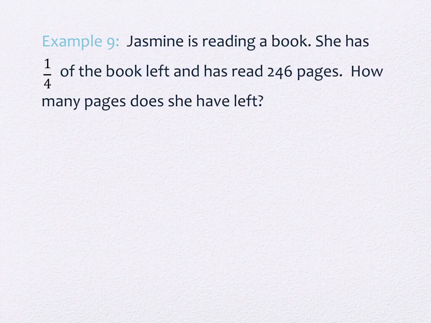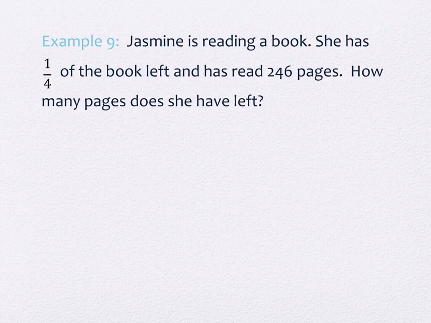All right, number 9. On number 9, we have Jasmine, and she's reading a book. She has 1/4 of the book left. Maybe she knows that because she just looked at the spine and she's like, it's about 1/4 left. Or maybe she's reading it in electronic form where she can see what percent she has left, and she knows it's 25%, and that's 1/4 as a fraction. However, she also happens to know that she's read 246 pages. She might be able to see that on an electronic device. Or if she's got the actual book, she might be able to see that it's 246 pages. And we're going to figure out how many pages she has left to read.